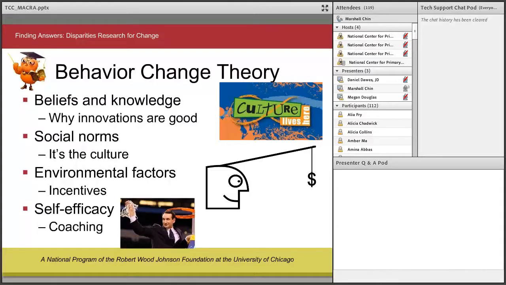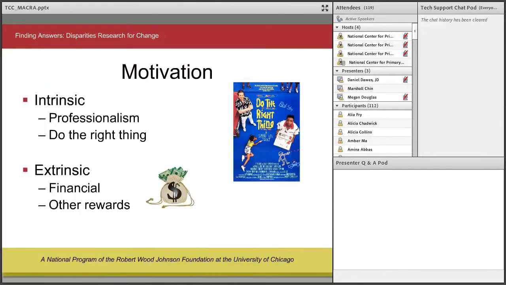We can say we're all social beings, part of organizations, part of communities, and so partly it's social norms, the culture. We've got to change the culture. And then there are incentives, the environmental factors, for example, financial incentives. And then we learn from the psychologists that self-efficacy, or confidence, matters: if we're more confident we can do something, we're more apt to be able to do it. So that's where coaching comes in, teaching people how to do an intervention or how to change.